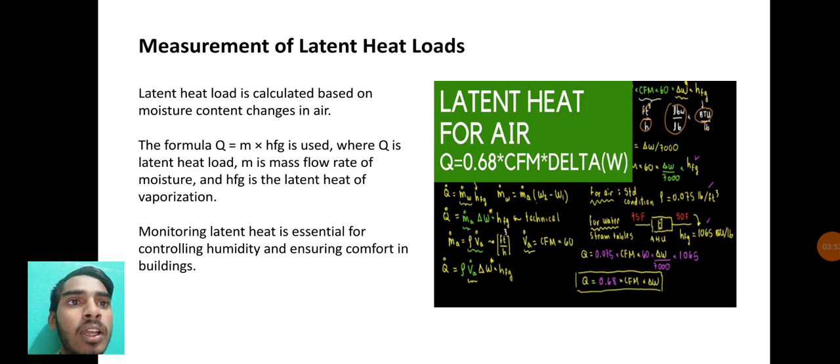Measurement of latent heat loads. Latent heat load is calculated based on moisture content, not temperature changes, in air. The formula Q = m × hfg is used, where Q is latent heat load, m is mass flow rate of moisture, and hfg is the latent heat of vaporization. Monitoring latent heat is essential for controlling humidity and ensuring comfort in buildings.